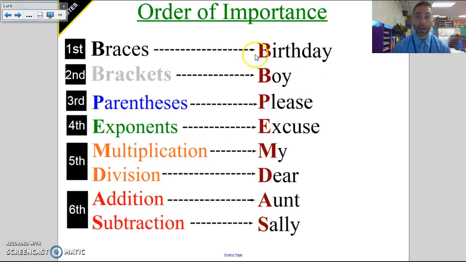PEMDAS. Now, this mnemonic will help you remember B.B. PEMDAS. It's birthday boy, please excuse my dear Aunt Sally. So if you remember birthday boy, please excuse my dear Aunt Sally, you'll remember B.B. PEMDAS, as you can see.